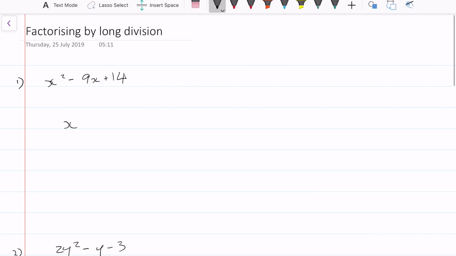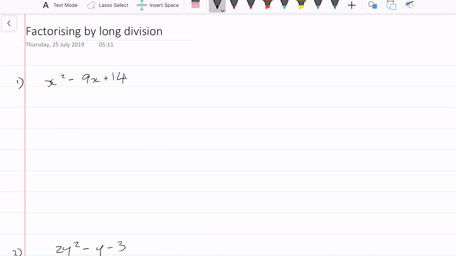So let's say x is equal to 1. If we substitute x equal 1, we get 1 squared minus 9 times 1 plus 14, which is equal to 1 minus 9, which is minus 8, plus 14, which is equal to 6, which is not equal to 0. So this cannot be one of our factors. So let's try a different number.